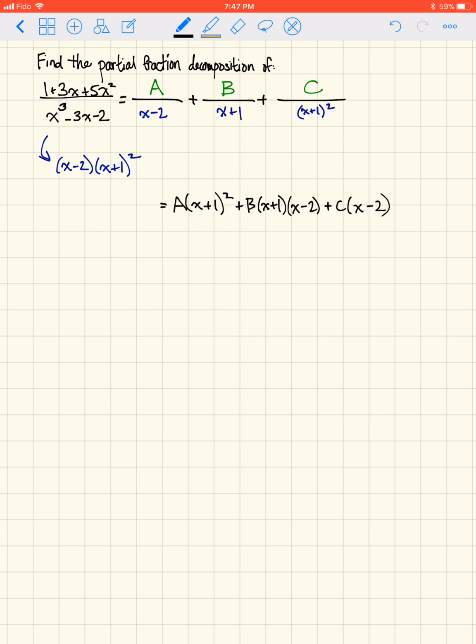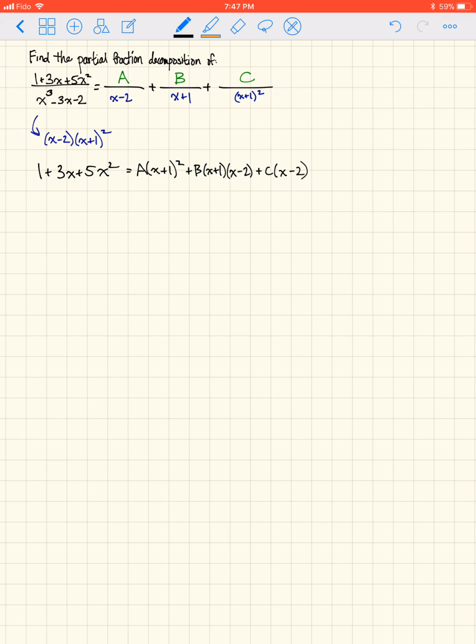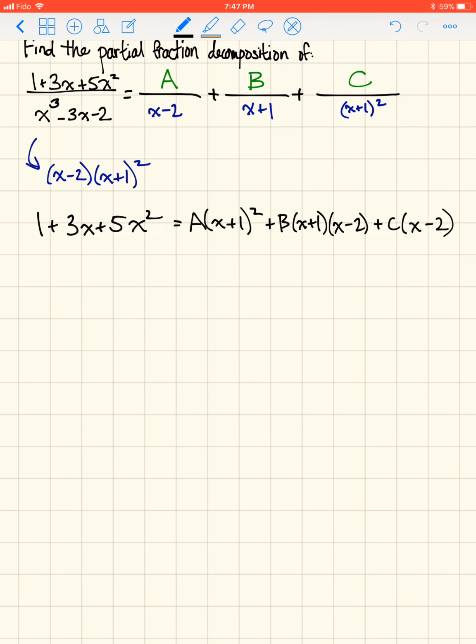We're going to equate this to the original numerator. Because the denominators on both sides are the same, we can drop them. We can equate the numerators. Just to make it clear what I've done there so you don't think I just got rid of it for no good reason. Now we could expand this to figure out what A, B, and C are, but there's an easier way to do it than that.